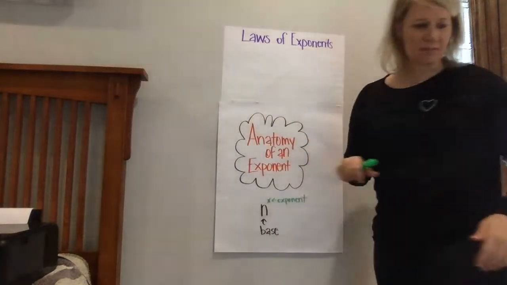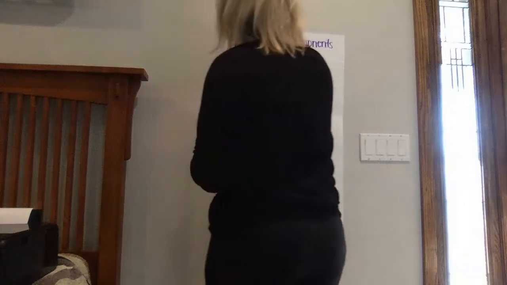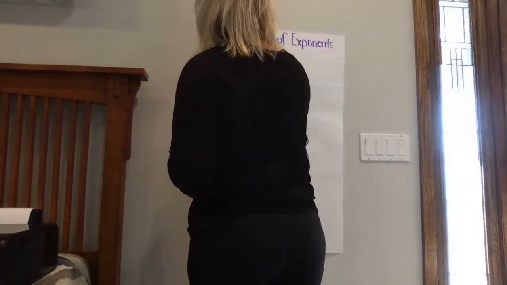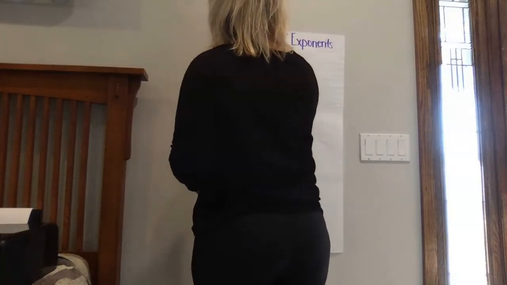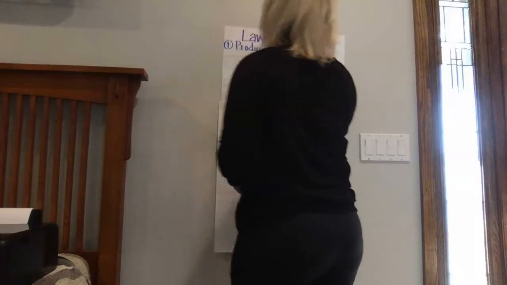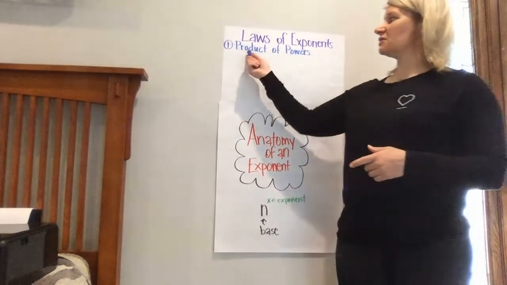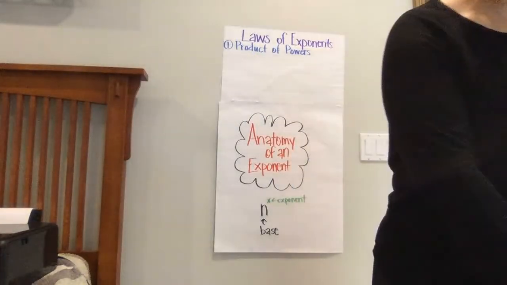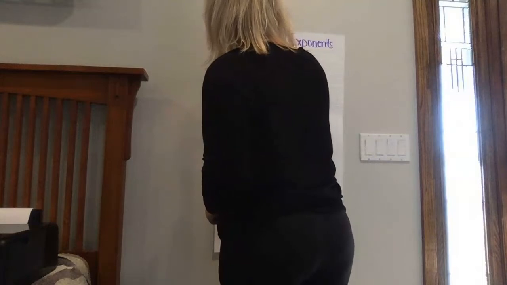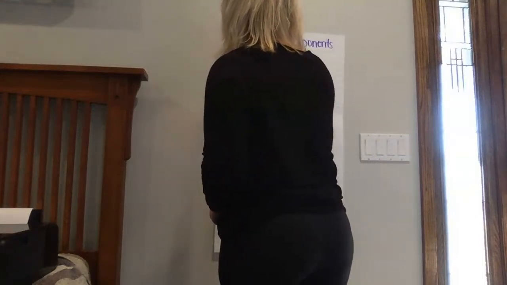The one we're going to talk about today is called product of powers. This is the first one. Let's think about that for just a quick second. What does product mean? Product means to multiply, right? So that means our bases are going to be multiplied. So this product means that the same bases are being multiplied.